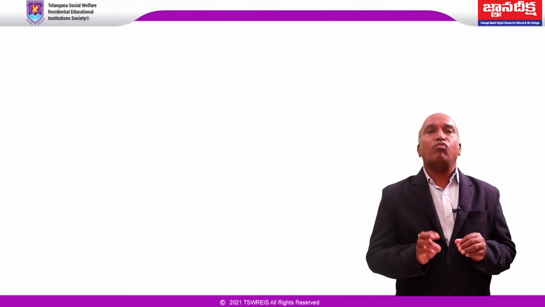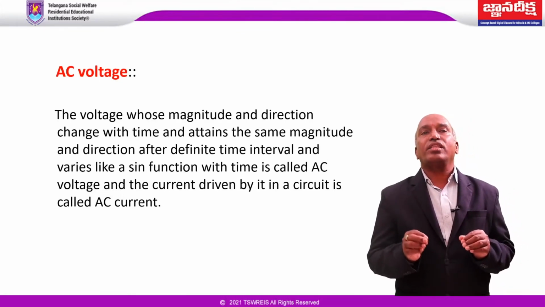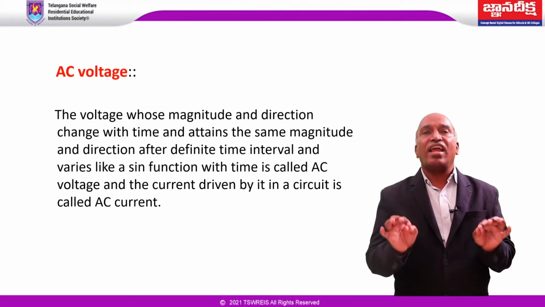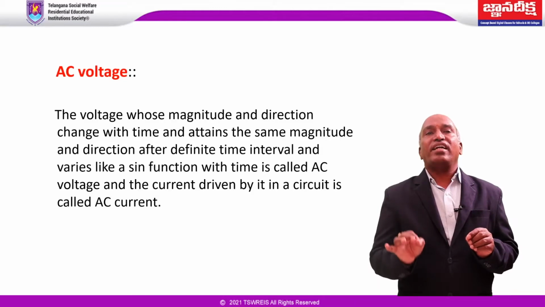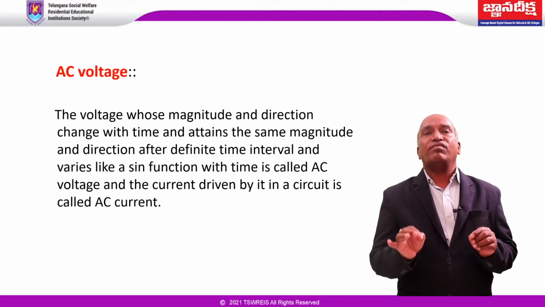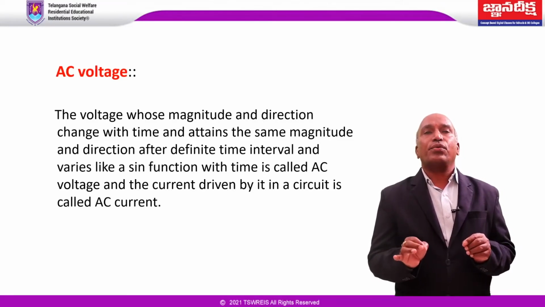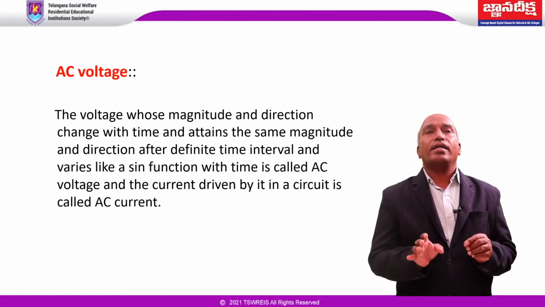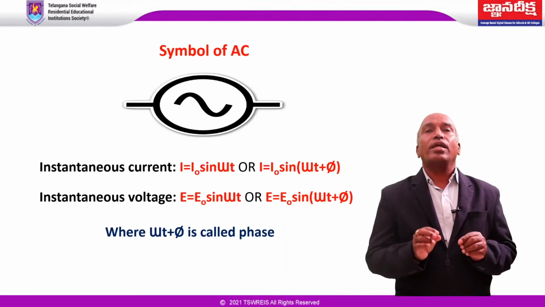AC voltage: the voltage whose magnitude and direction change with time, attains the same magnitude and direction after a definite time interval, and varies like a sine function with time is called AC voltage, and the current driven by it in a circuit is called AC current. Here in this picture we can observe the symbol of an AC source in an electric circuit.